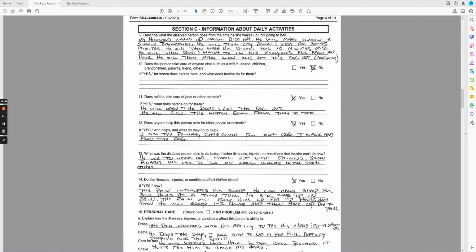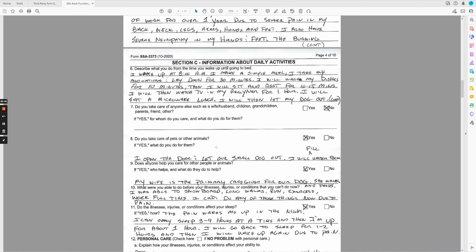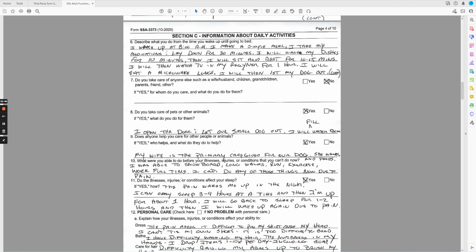And then you can see on the adult function report, if you have that in front of you, the questions are exactly the same. What were you able to do before your illness, injuries, or conditions that you can't do now? And the disabled person wrote, I was able to snowboard, long walks, run, exercise, work full time. I can't do any of those things now due to pain. And so you don't want to be word for word exact, but you definitely want to be consistent and add on to what your friend or family member is saying here.